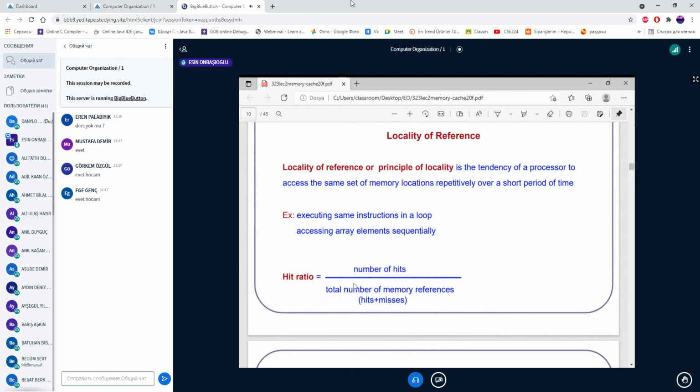So we have the term hit ratio. Hit ratio means if there are, let's say, 100 accesses to the memory, how many of them are hits? A hit means how many of them you could find in the cache, ready. If you increase your hit ratio, you increase the performance of your system.